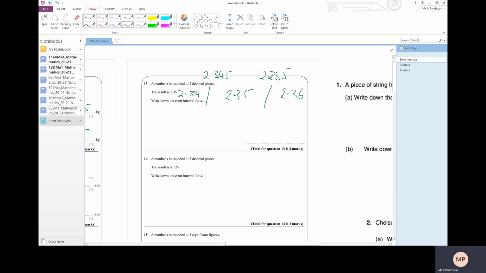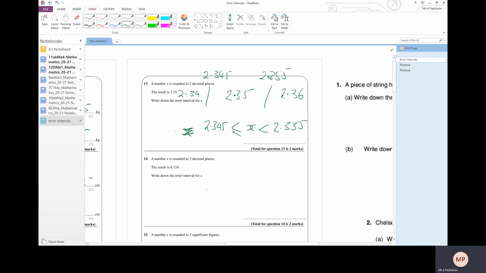Now write down the error interval for x. X is 2.345 to 2.355. This one will round up to 2.35, so you can have it. This one won't round down because it'll round up, so we can't have it. There's your error interval, and it carries on the same way.